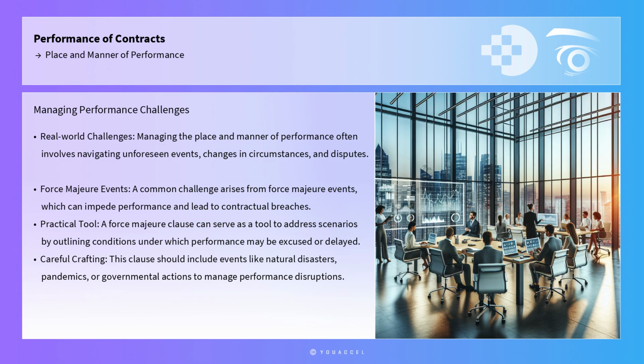In practice, managing the place and manner of performance often involves navigating real-world challenges such as unforeseen events, changes in circumstances, and disputes. One common challenge is the occurrence of force majeure events, which can impede performance and lead to contractual breaches. A force majeure clause can serve as a practical tool to address such scenarios by outlining the conditions under which performance may be excused or delayed due to events beyond the party's control. This clause should be carefully crafted to include relevant events such as natural disasters, pandemics, or governmental actions, providing a clear framework for managing performance disruptions.